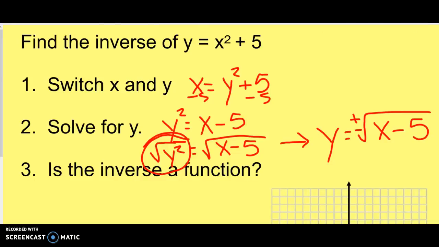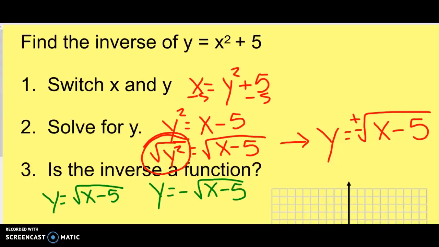Give me just a minute. I'm going to graph it. You guys can try to graph it. You can put that in your calculator. Just to make it easy today, go ahead and put it in both ways. You put y equals square root of x minus 5, and then you do the second one, y equals negative square root of x minus 5. So take a minute and do that, and then see what it looks like.